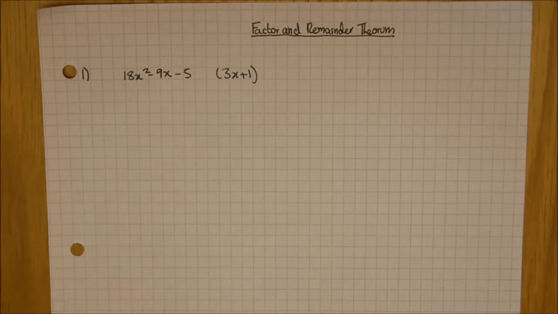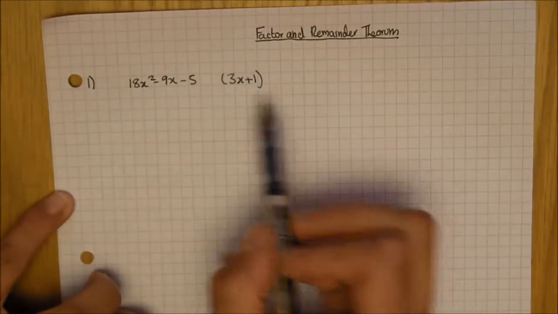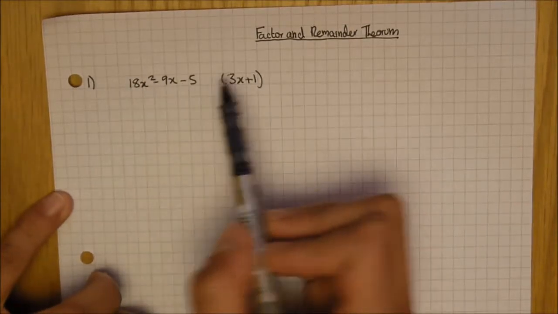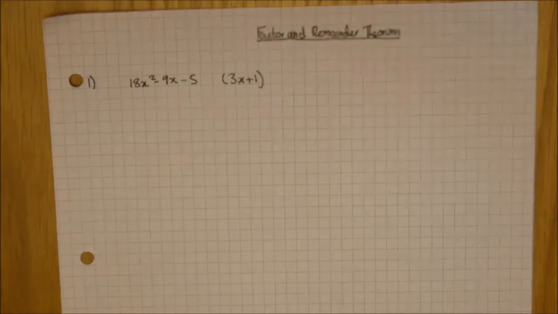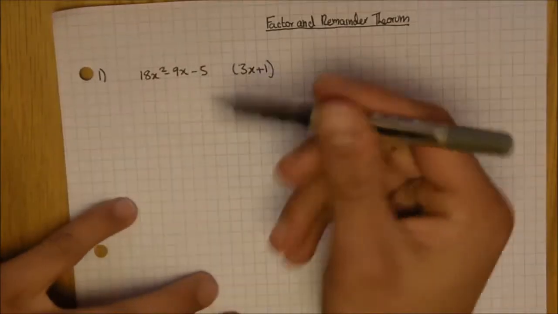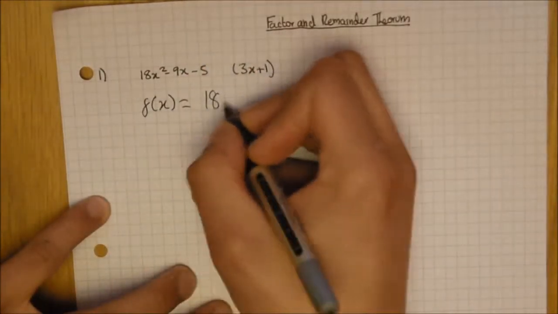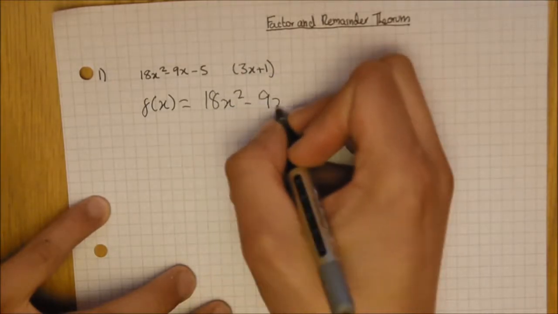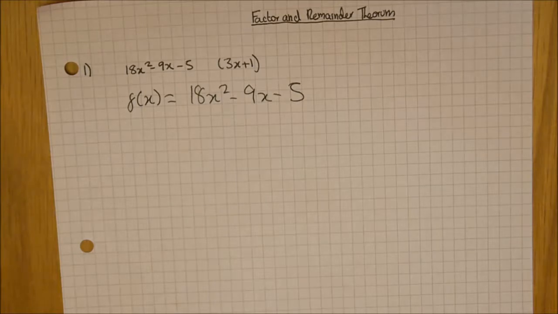Now, as you can hopefully see, we have a question, or should we say we have a couple of things. 18x squared minus 9x minus 5 and 3x plus 1 in the brackets. The question is that, first of all, we need to prove that 3x plus 1 is a factor of f of x equals 18x squared minus 9x minus 5. And then we need to work out what the other factor of that is.